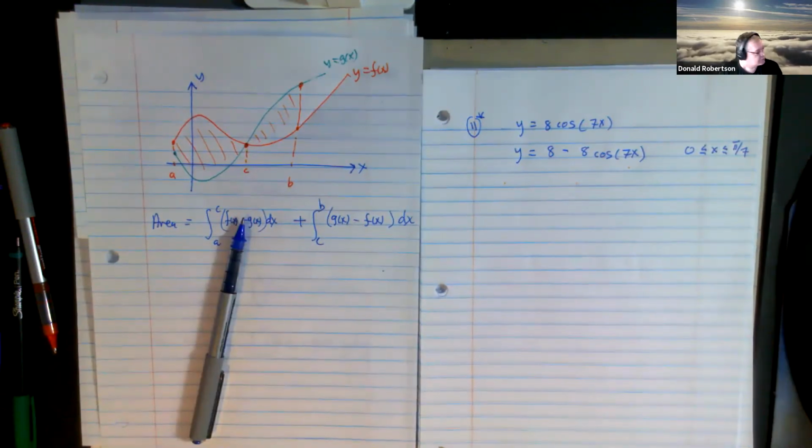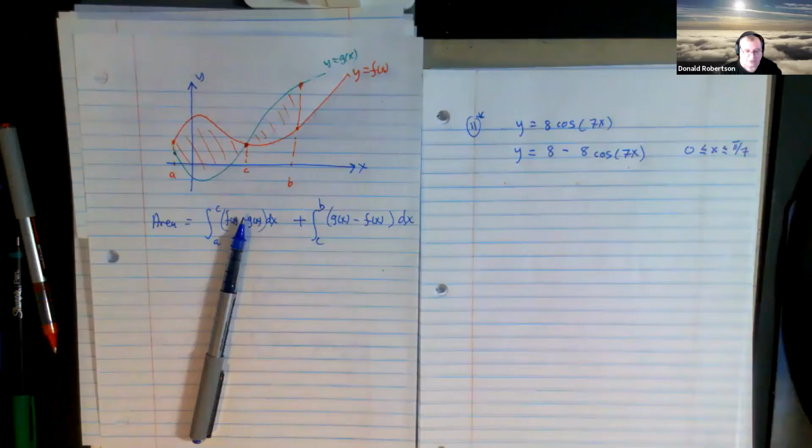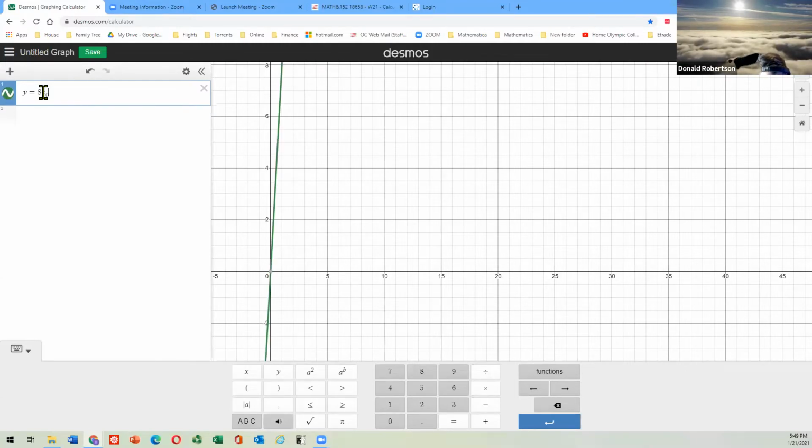So I need to get a version of that guy. I'm just clearing off Desmos right now. And I'm going to go in. We're going to see if we can sketch those two guys. So the first one is going to be y equals 8 cosine of 7x.